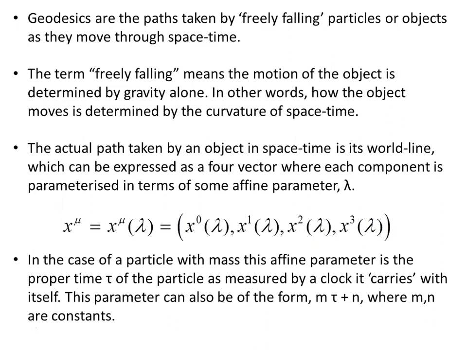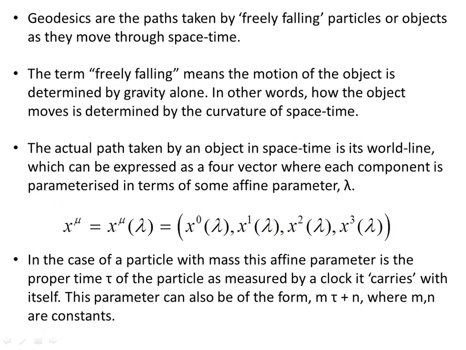Alright, so geodesics are paths taken by freely falling particles or objects as they move through space-time. The term freely falling just means the motion of the object is determined by gravity alone. In other words, how the object moves is determined by the curvature of space-time. The actual path taken by an object in space-time is its world line, which can be expressed as a 4-vector where each component is parameterized in terms of some affine parameter lambda. The components for this 4-vector x^mu are shown here, the time component and the 3 spatial ones.